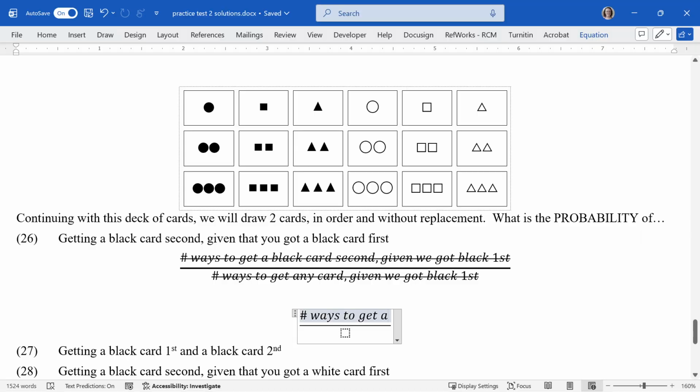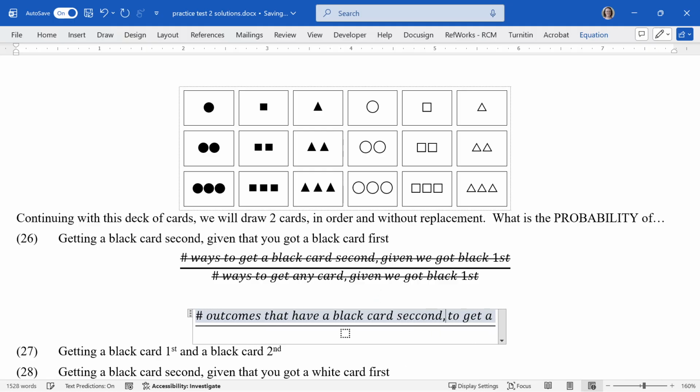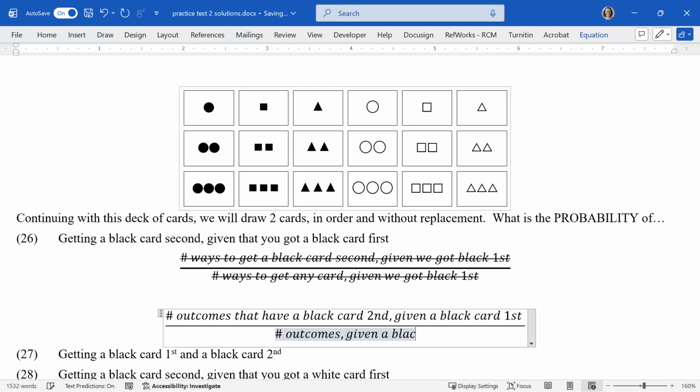So we could put the number of outcomes that have a black card second, given that you have a black card first. The issue I'm running into is, if you do two cards on the top, you've got to do 2 cards on the bottom. If you do 1 card on the bottom, you've got to do 1 card on the top. So another way to approach this would be the number of outcomes that have a black card second, given a black card first. And then on the bottom would be the number of outcomes, given a black card first.